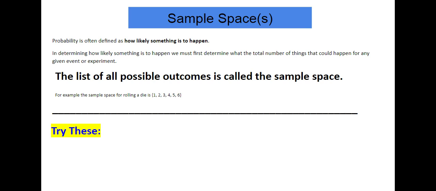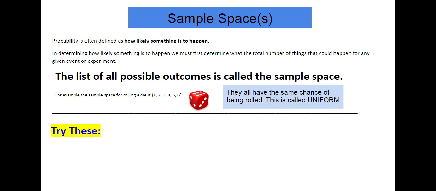For example, if you roll a die, what are the numbers on it? 1, 2, 3, 4, 5, 6. So that sample space would be 1, 2, 3, 4, 5, 6. Now there's another thing. Is it uniform or not uniform? When something's uniform, that's where each outcome has the same chance. Now I'm going to give you some examples to try along with me during this PowerPoint.